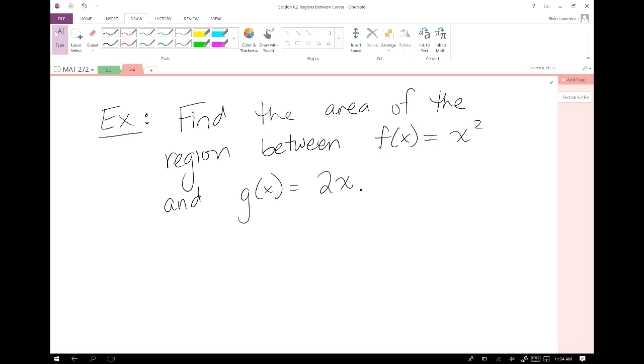You should always start by drawing this graph. That's going to help you decide which graph is the top boundary and which graph is the bottom boundary. And especially in problems like this, when they don't give us those x values, the graph is also going to help us determine those x values. So always start with a graph.